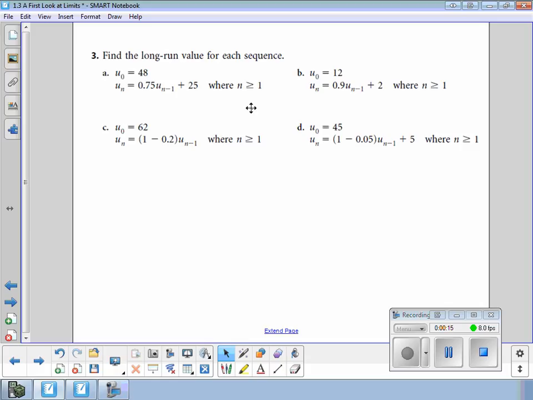In C, we have you starting with 62, and then U_n equals 1 minus 0.2. Let me rewrite that. U_n equals, what is 1 minus 0.2? 0.8 U_(n-1). Okay? So let's see what happens if we try to find the long-run value. There are 3 ways that you can find the long-run value in these problems. The first way is to use the calculator and do the recursion.